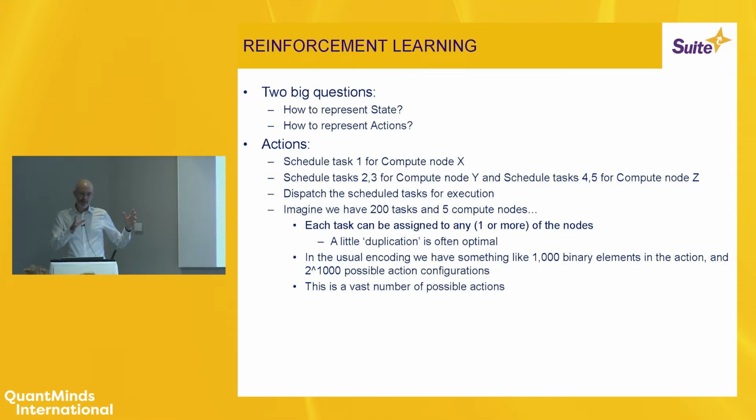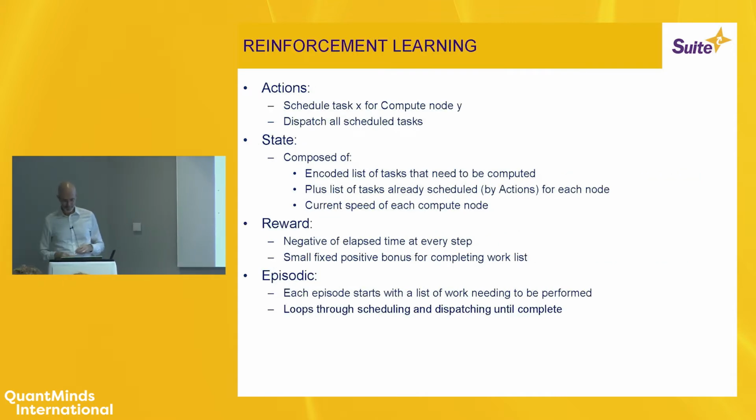When you consider most reinforcement learning examples that people see, it's playing a video game, and the actions are either like left, right, or fire. So we're talking bigger numbers here. So it makes sense to break the action into sort of smaller steps. So what we do is we say, we'll just schedule one task to one node in one action, and the other action will be dispatch all the scheduled tasks for execution.